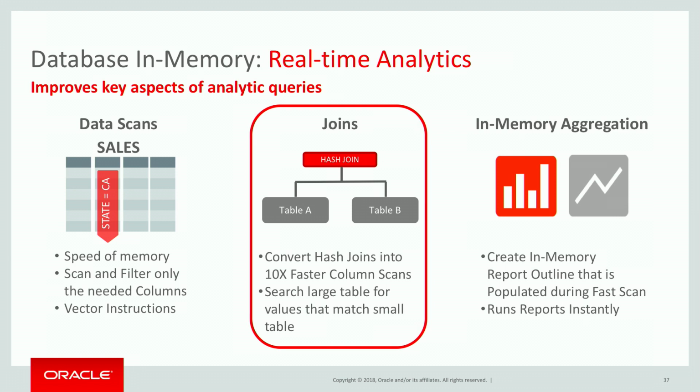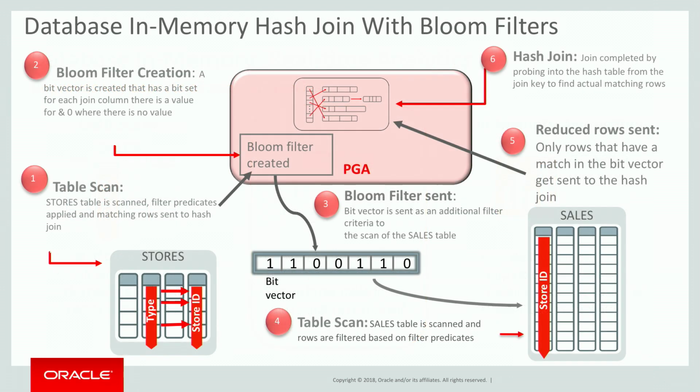In addition to that, we can turn joins, typically hash joins, into a scan and filter operation. And it may be that rather than doing a nested loop join on an index, it'll make more sense to do a hash join accessing that data in the column store. We typically can get a 10x performance improvement on hash joins.